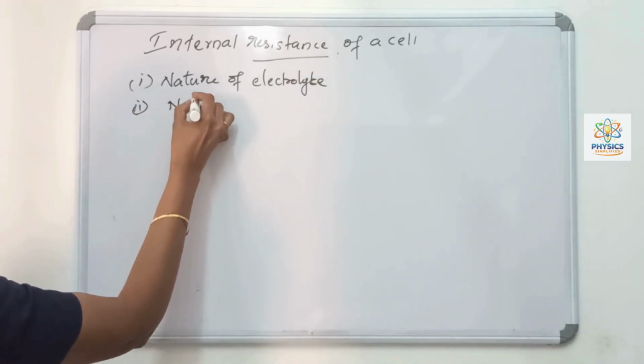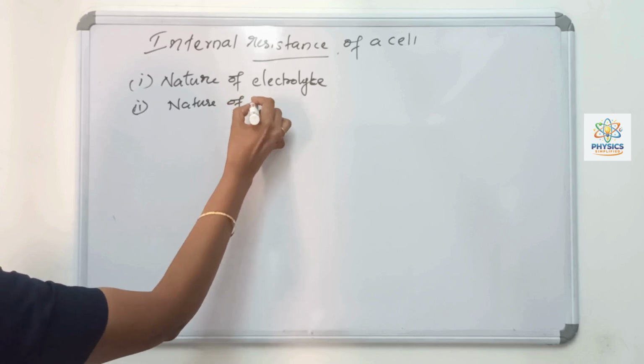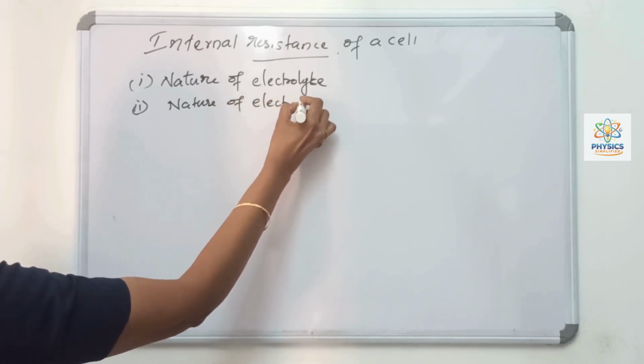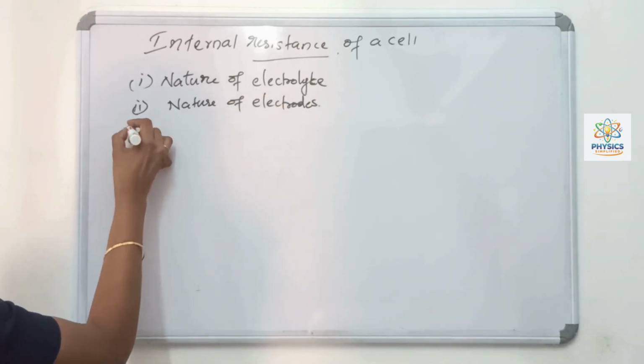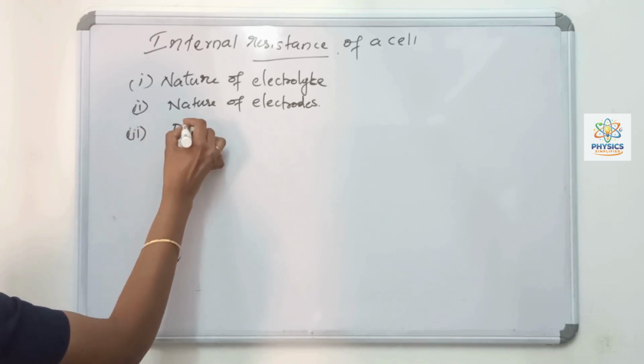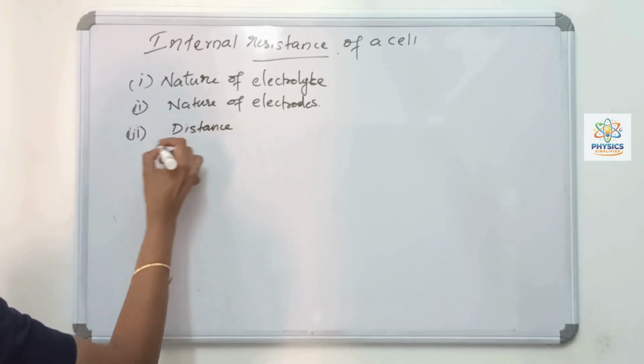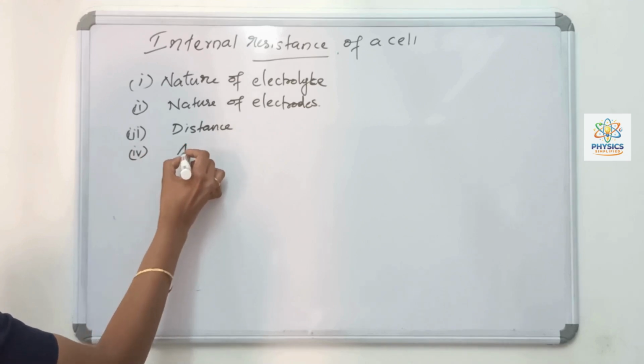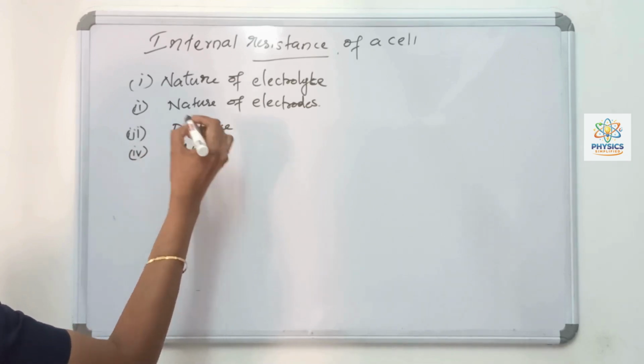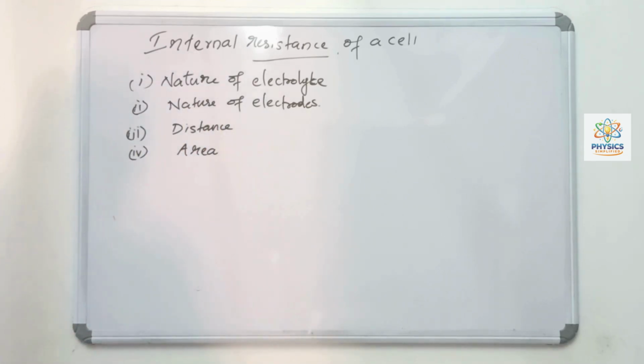nature of electrodes. And the third factor is distance between the electrodes. And the fourth factor is area of cross section of the electrodes. So internal resistance depends on four factors. The factors are nature of electrolyte, nature of electrodes, distance between the two electrodes and the fourth one is area of cross section of electrodes.